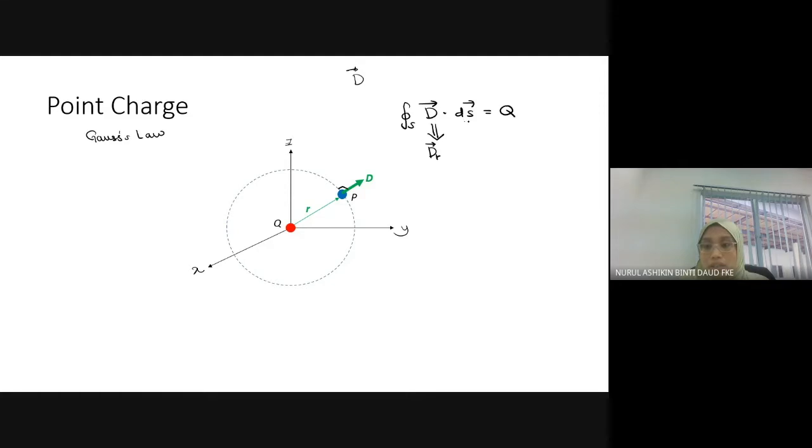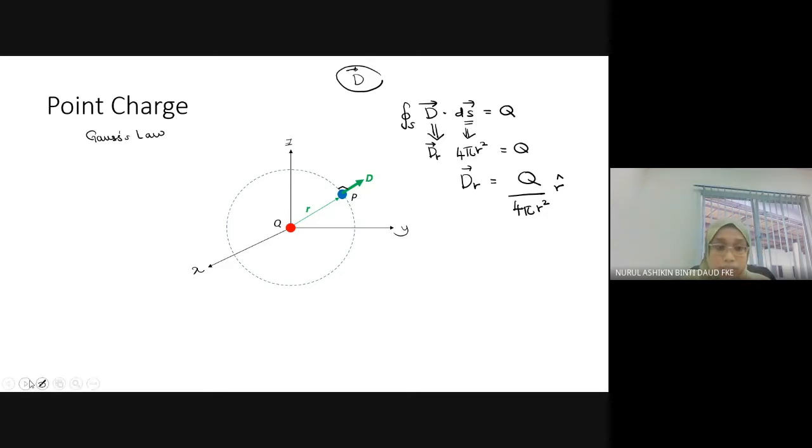Then, what is the surface area of this sphere? This is very basic mathematics: 4 pi r squared, and this equals Q. Since we want to find D, it will be Q over 4 pi r squared. Since it is in the r direction, D equals Q over 4 pi r squared in the a_r direction. So it's very simple for the point charge.